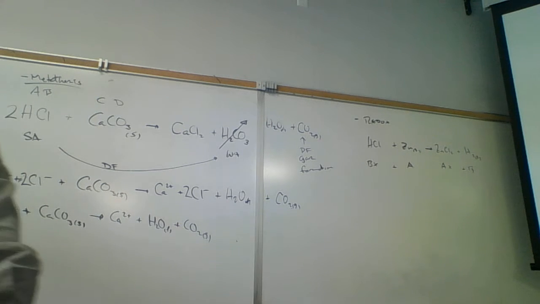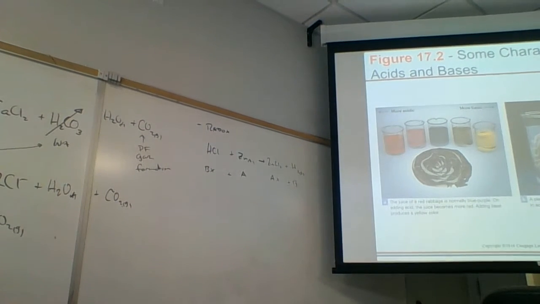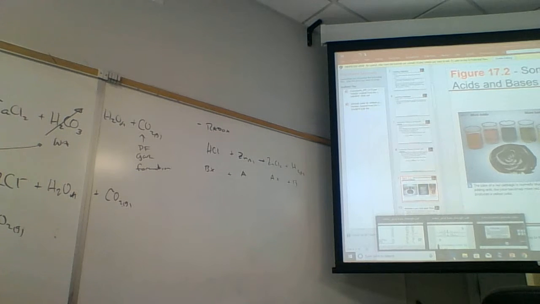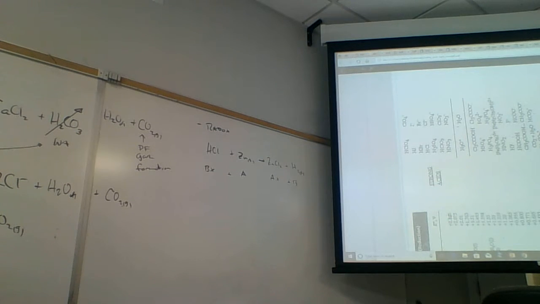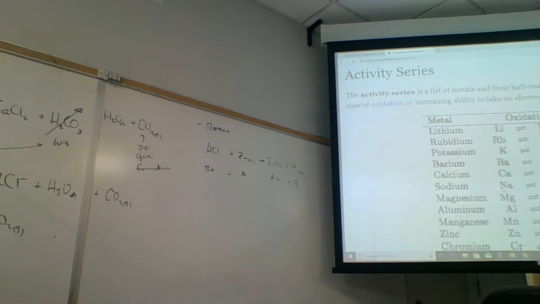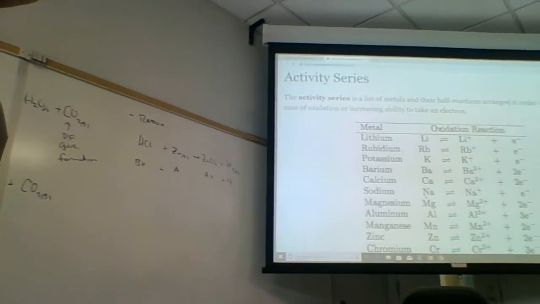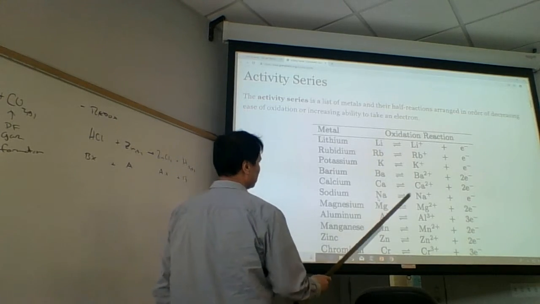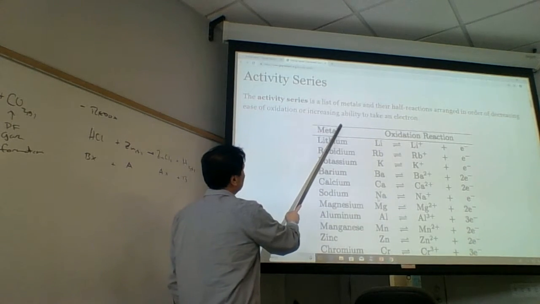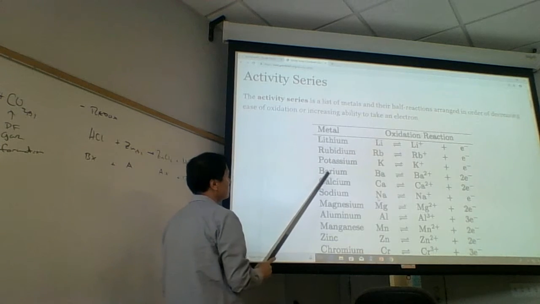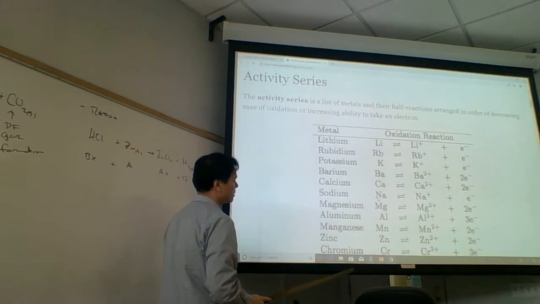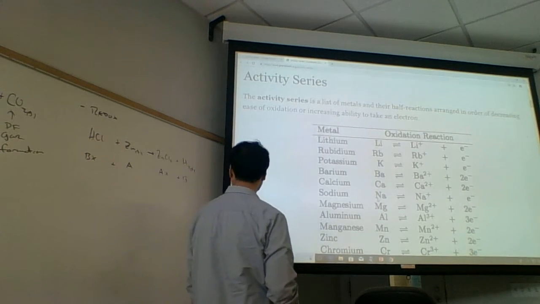Well, the reducers are known to be ranked in something called the activity series. This is the activity series. The most active is lithium. And so this is the activity series based on reducing strength. You know, reducing strength is, you know, the easiest to oxidize would be lithium. Then it gets harder and harder to oxidize.